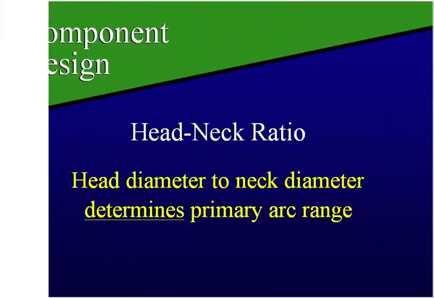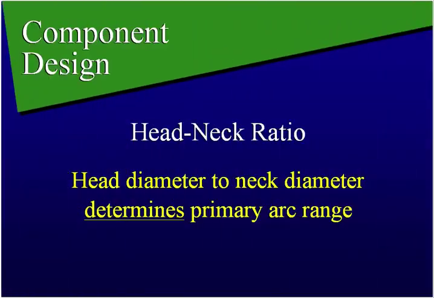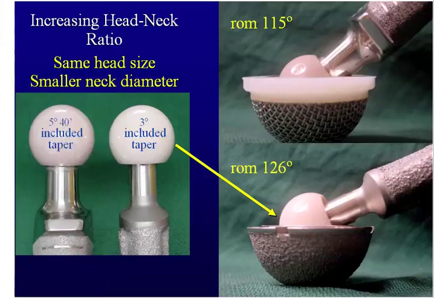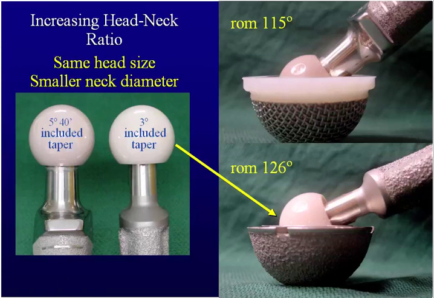And you'll say, well, how does that occur? It has to do with the head-neck ratio. The head diameter to the neck diameter determines your primary arc range. So if you have a large head-neck ratio, then you are going to have more stability and a higher arc range. If you have a large ball and a narrow neck, you have the best of both worlds in terms of your range of motion.